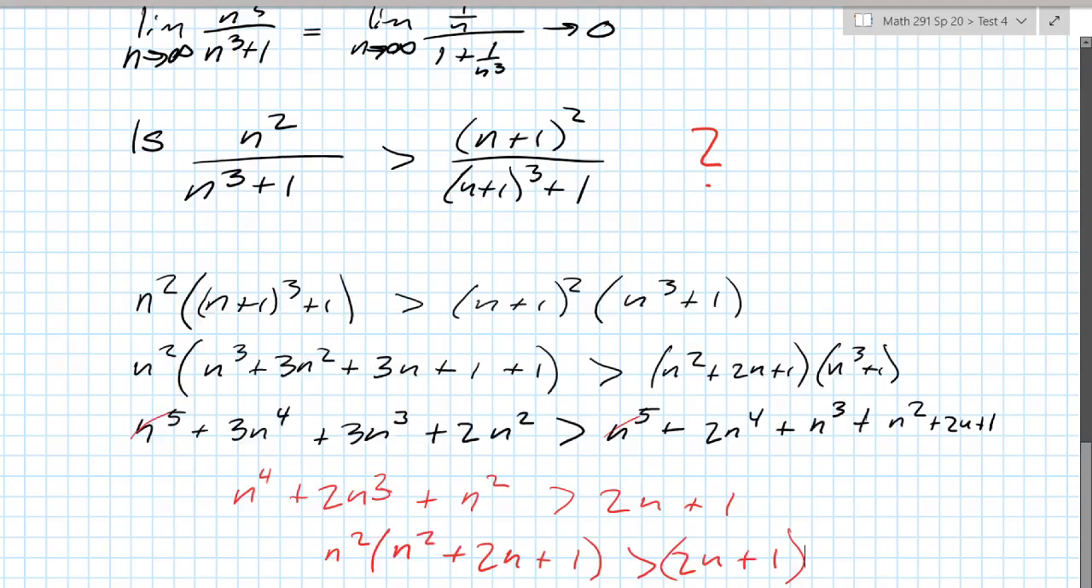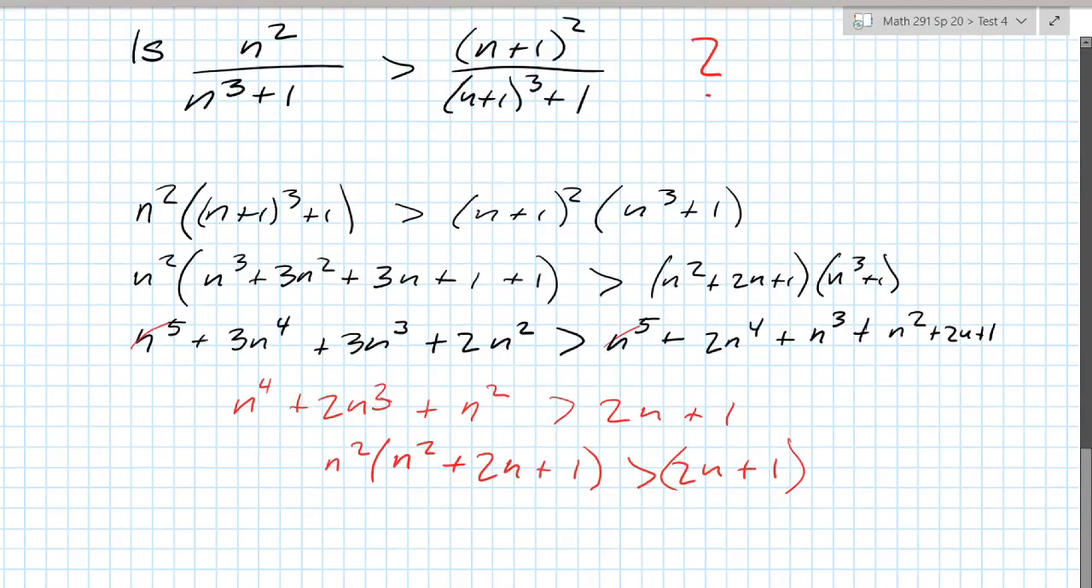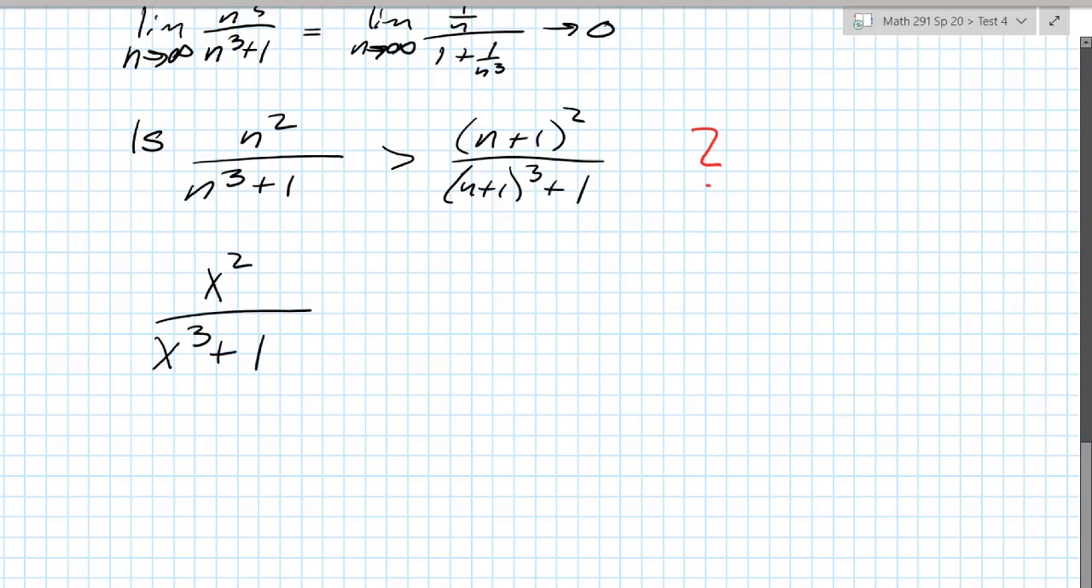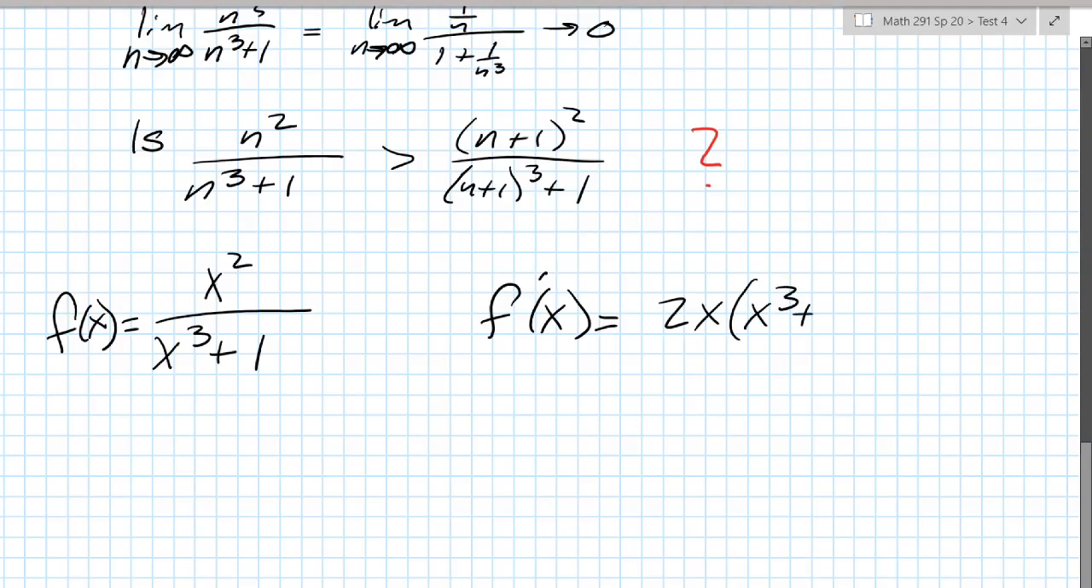You end up with something that looks like this, which is a pretty big mess, and you can get to a place where you see that this is true, but an alternative method would be to think about the function x squared over x cubed plus 1. If this is our f of x, then a function that's decreasing is a function whose derivative is negative. So if we consider the derivative, f prime of x, where you're doing the quotient rule, if you remember what that is, it's the derivative of the top times the bottom minus the derivative of the bottom times the top, all over the bottom squared.